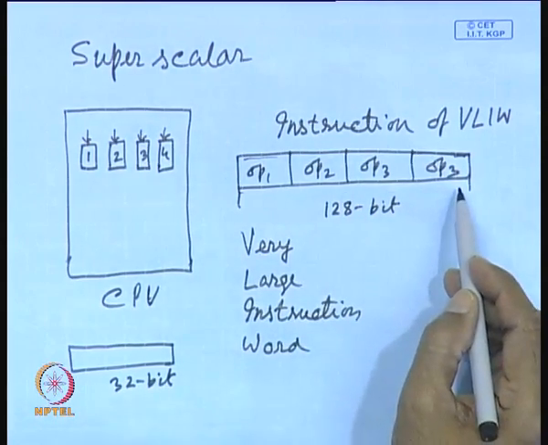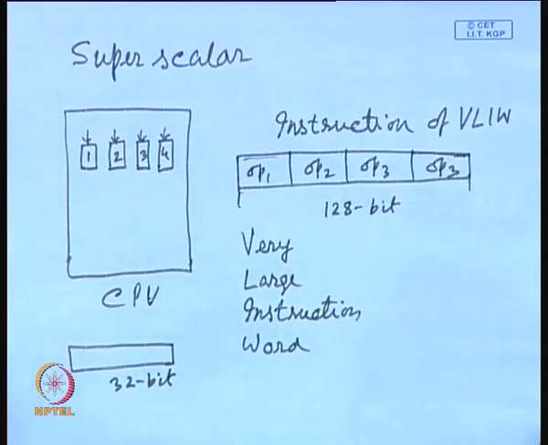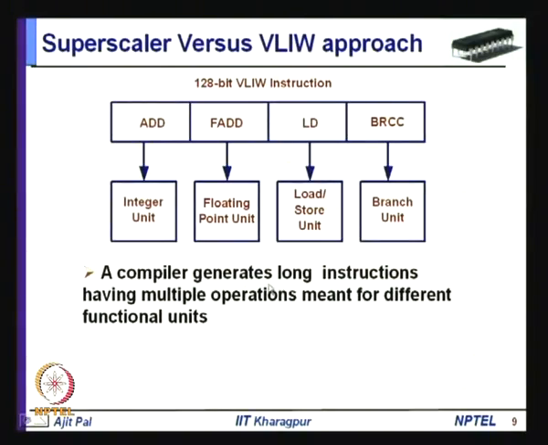And what is the benefit that we are getting here? After the VLIW compiler has performed conversion of the code into VLIW instructions, then they can be stored in the memory and executed in order. So, in this case a compiler generates long instructions having multiple operations meant for different functional units.